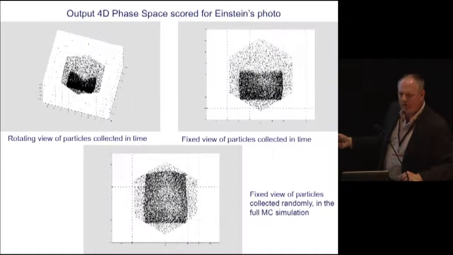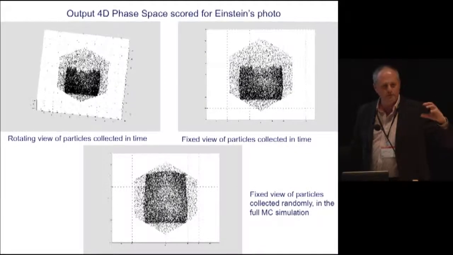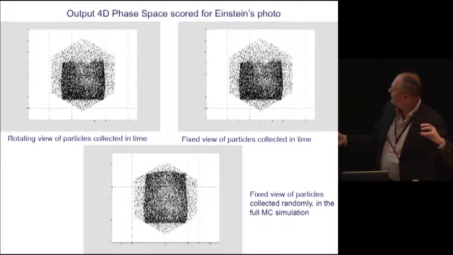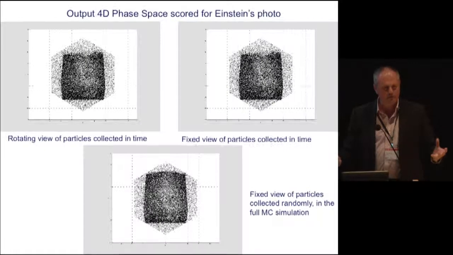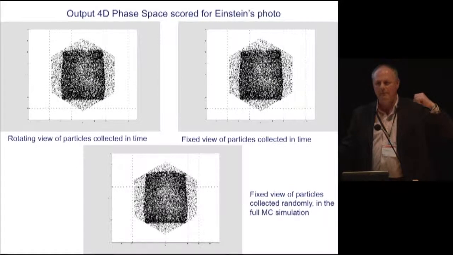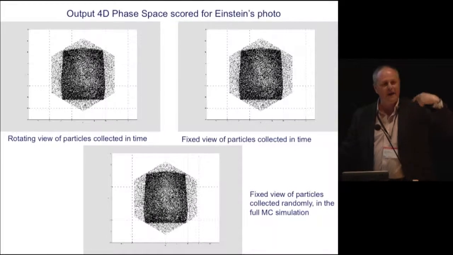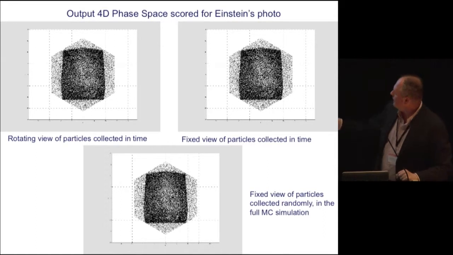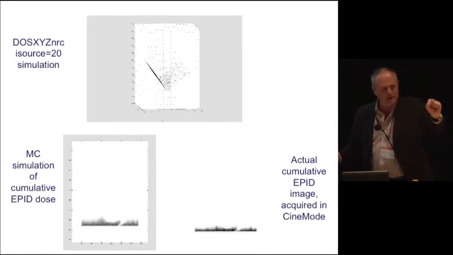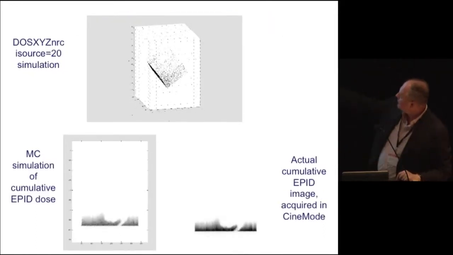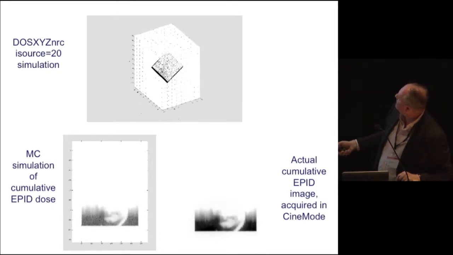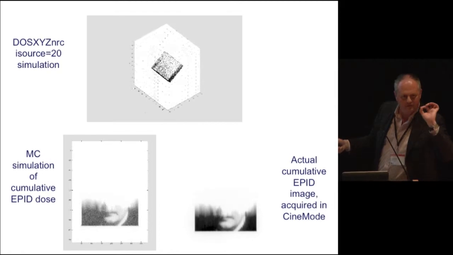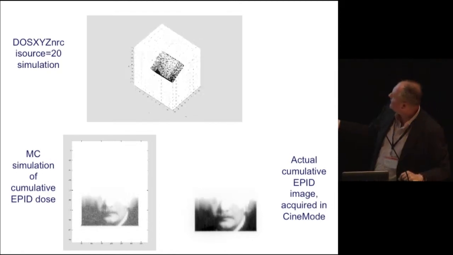Here, just to have a visual, because we talked about Einstein's photo, I tried to acquire a 4D phase space in a box of air. So I have a phantom of air, and I'm acquiring a phase space as the beam exits this phantom, and I'm shooting the beams through the main diagonal of the cube. So I have Einstein's photo accumulating. And because these are particles, it's a phase space view, you don't see it very clearly.